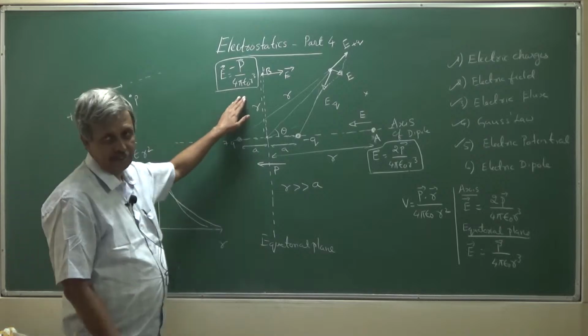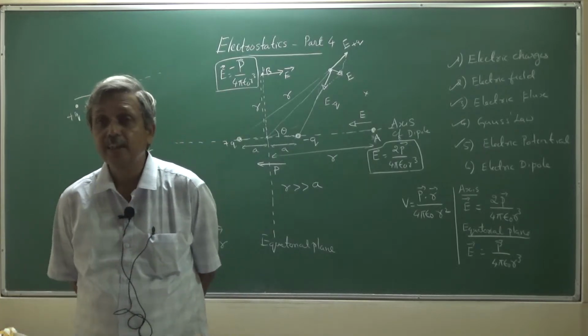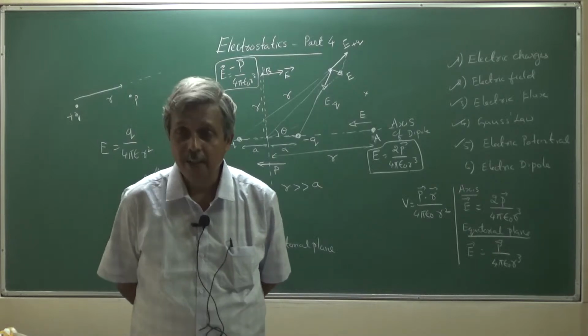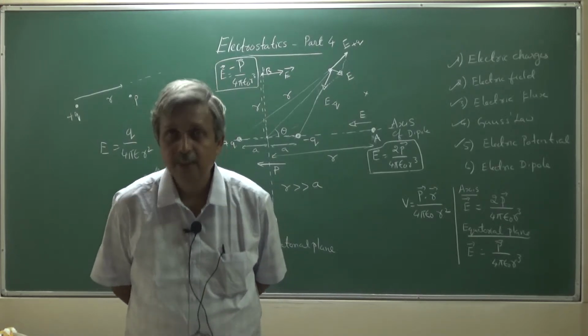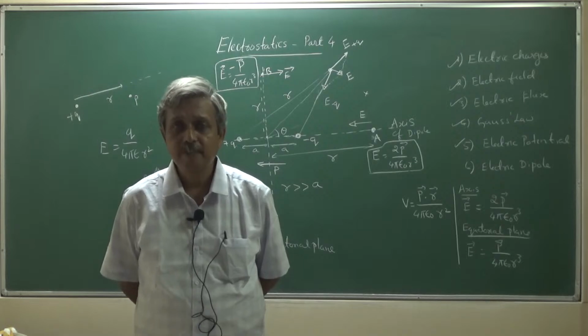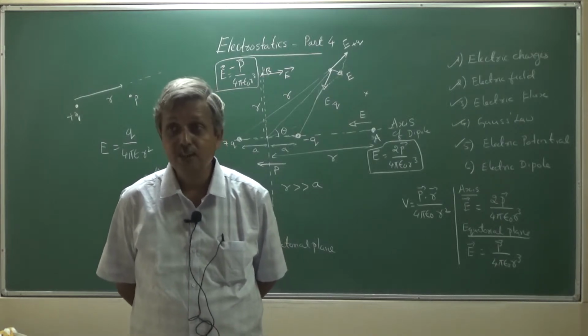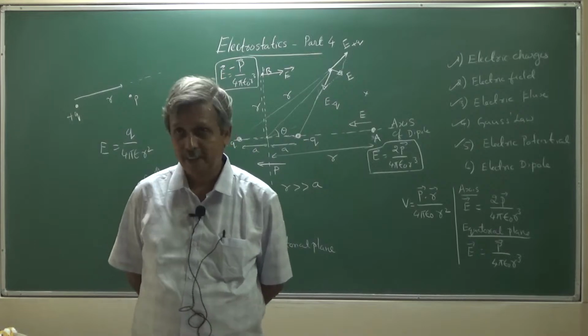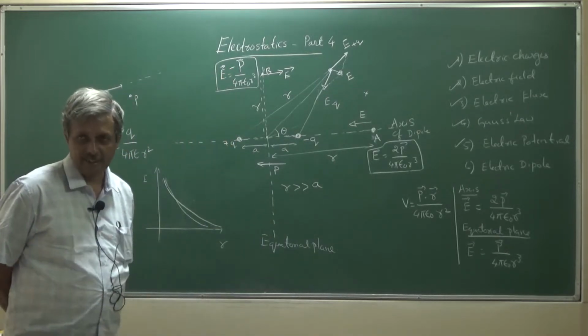Even here, the same will reduce. So that is the difference between an electric dipole and a normal charge. Normal charges generally reduce by square, called the inverse square law. Here it is the inverse cube law. Remember. So these are the two important things.